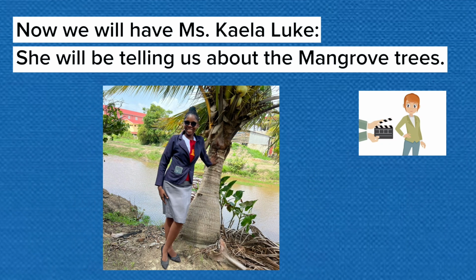Next up, we will have Ms. Kayla Luke. She will be telling us about the mangrove tree. Hello everyone, my name is Ms. Kayla Luke, and today I will be telling you about the mangrove tree. Now, the mangrove tree is mostly found along the Atlantic coastline. Why? Because it helps to stabilize the shoreline and support marine life. It helps to protect the coast from erosion, from storm surges, and rising sea levels.